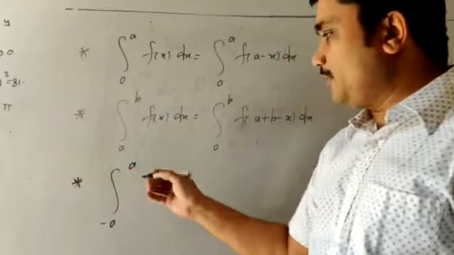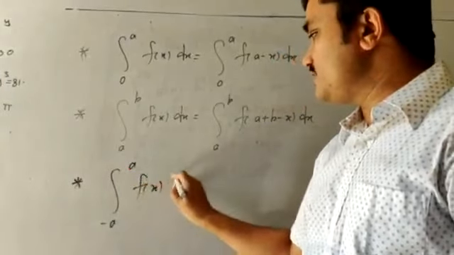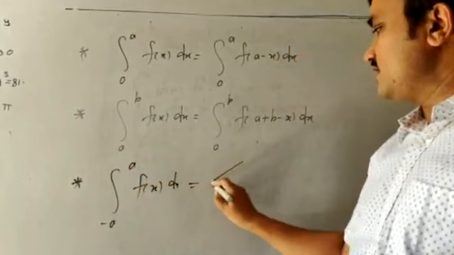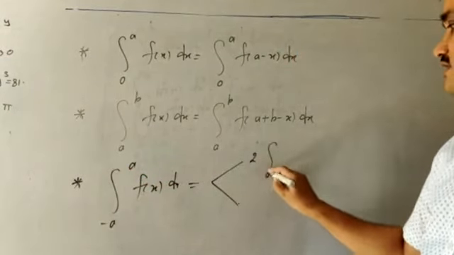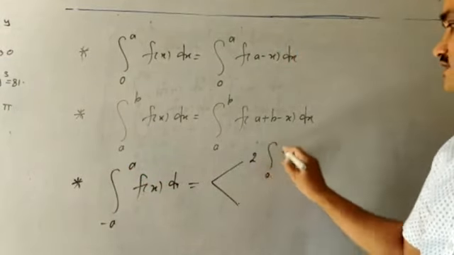This is a property which is usually asked in objective exams. In this case there are two answers. If f of x is even, it is 2 times integration from 0 to a of f of x dx. What is meant by even is f of minus x is the same as f of x. If this happens, then integration from minus a to a becomes twice that from 0 to a. And this will be 0 if f of x is an odd function. What is meant by odd is f of minus x is minus f of x.